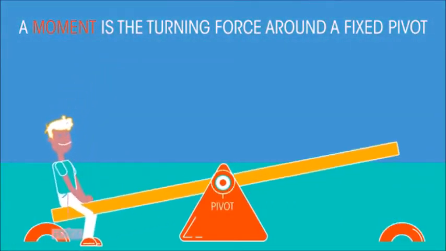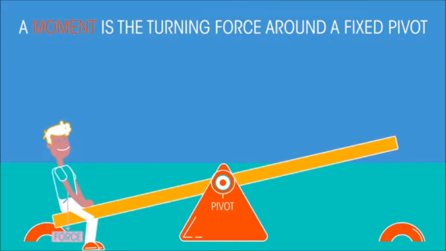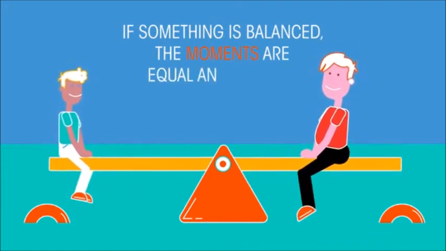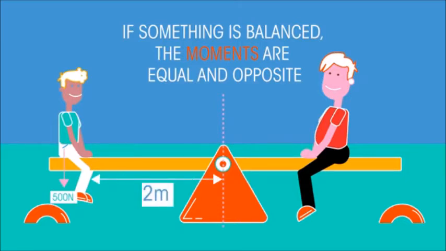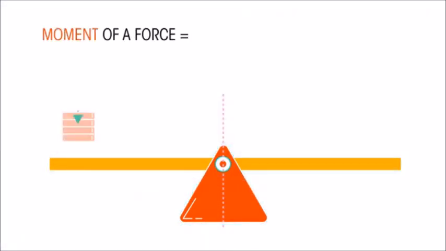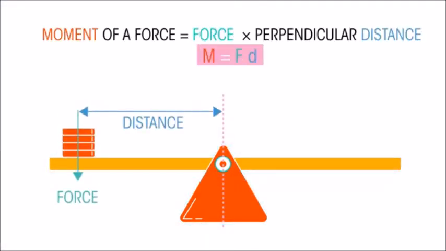We can have one moment acting, which results in a turning force. Or if something is balanced or in equilibrium, the moments are equal and opposite. To be balanced, this lighter child needs to sit further away from the pivot, and the heavier child needs to be closer. This is because the size of a moment is determined by the force and a distance.